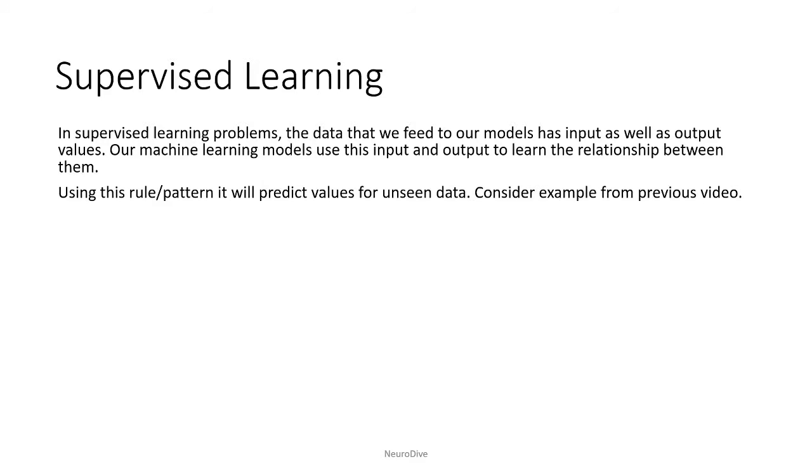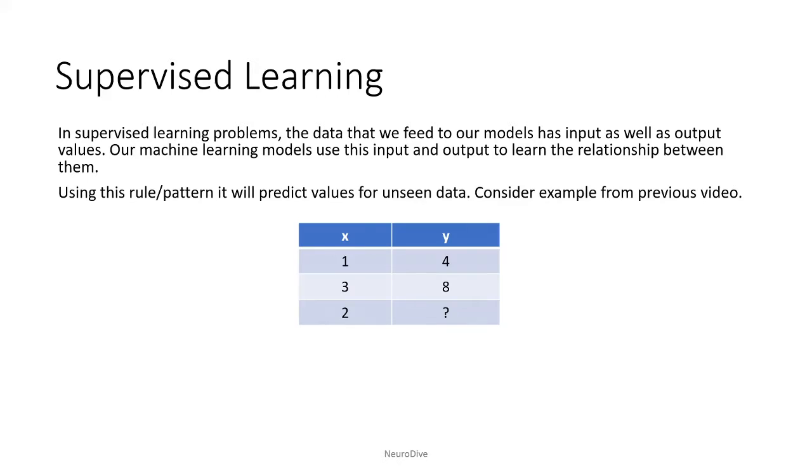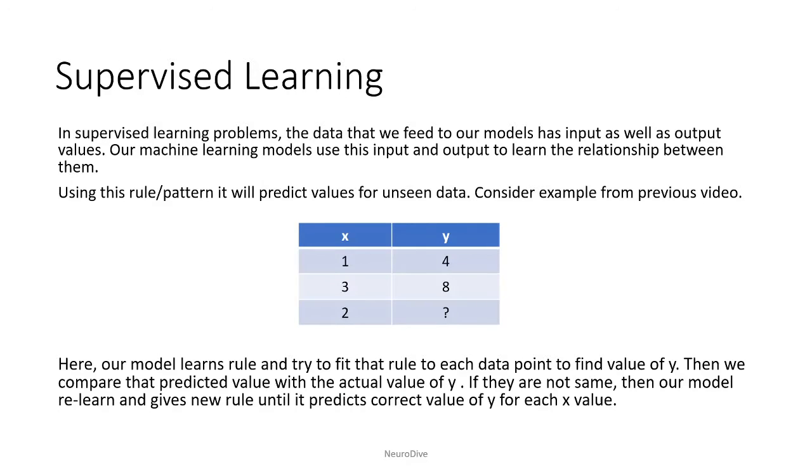Consider the example from the previous video where we have a set of x and y values and we come up with a rule which we use to predict the value of y when x equals 2. Here our model learns a rule and tries to fit that rule to each data point to find the value of y, which we call the predicted values. Then we compare those predicted values with the actual values of y. If they are not the same, then our model relearns a new rule until it predicts the correct value of y for each x value.